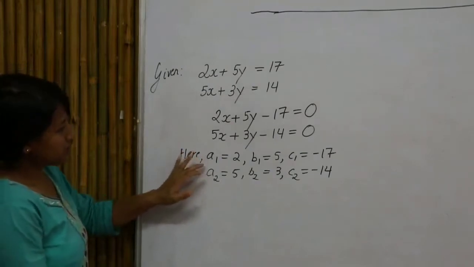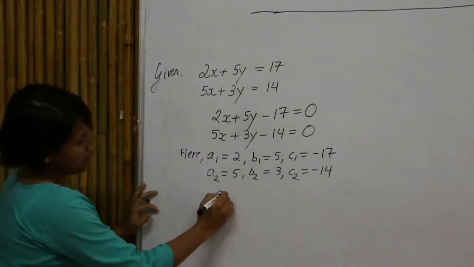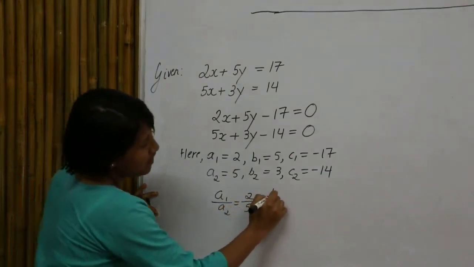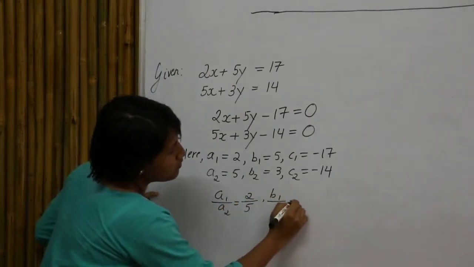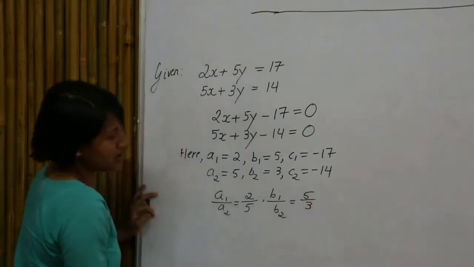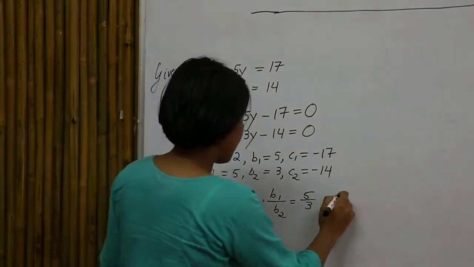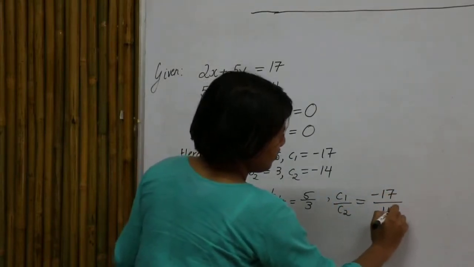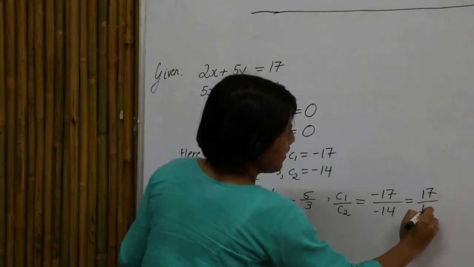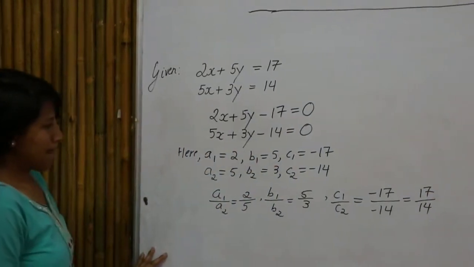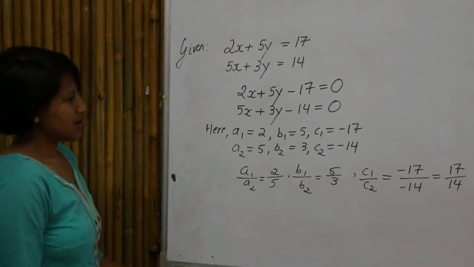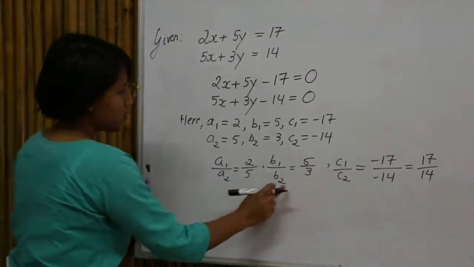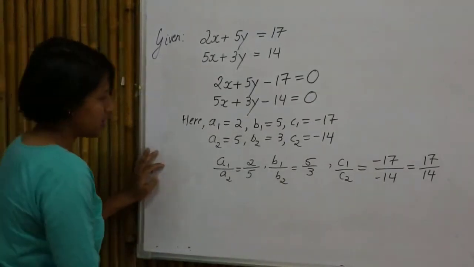Then you take the ratio of a1 and a2. The ratio of a1 and a2 will be 2 by 5. Then b1 by b2 will be 5 by 3. Then c1 by c2 is 17 by 14. Now you compare this and this one first, whether they are equal or not equal.